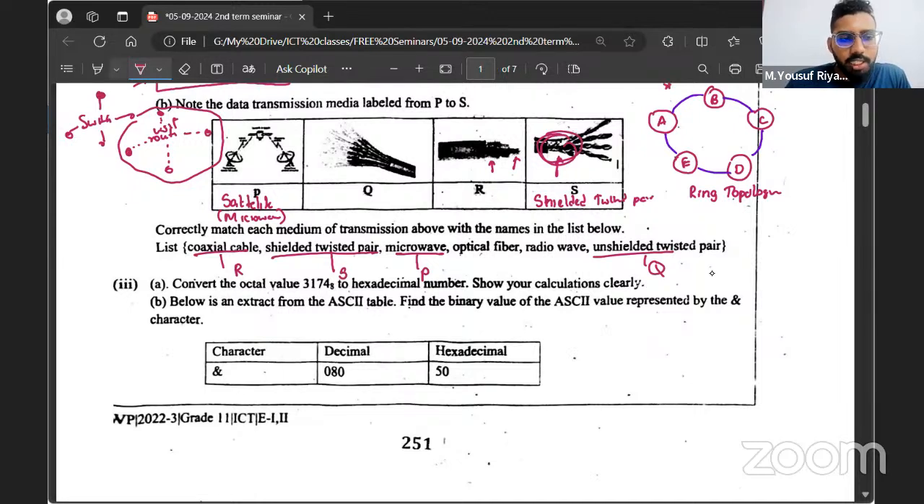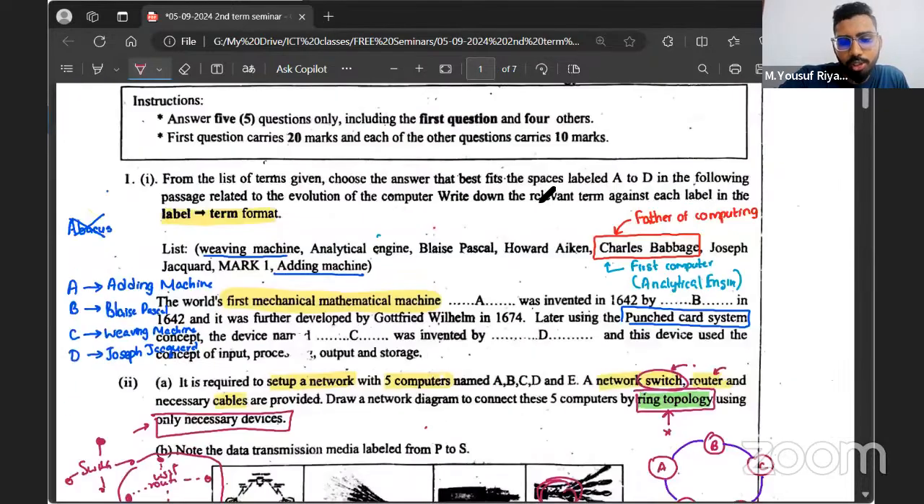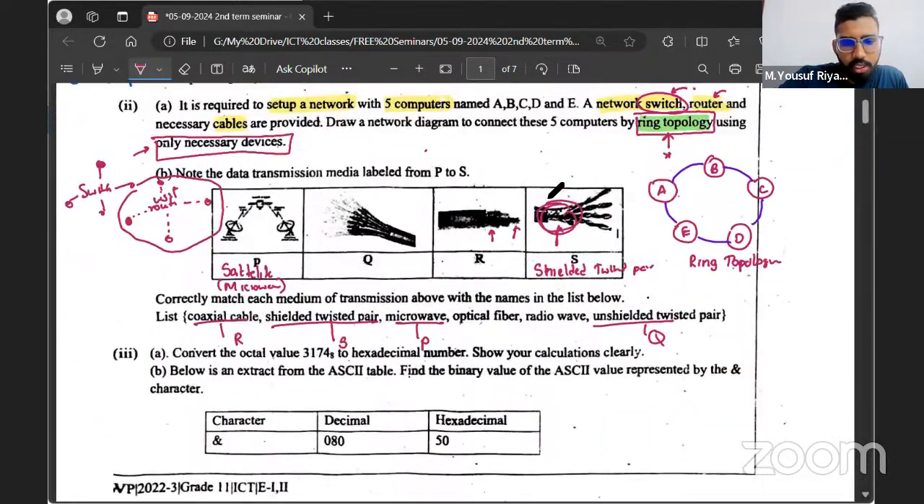Tell me, Wi-Fi is an example of what type of media? Is it microwave, or radio wave, or infrared? Wi-Fi comes under which type of media? Wi-Fi and Bluetooth come under radio waves. Keep that in your mind. Okay, next question. Up to now, the two questions we discussed were regarding the second lesson. So the second lesson is comparatively a bit important.